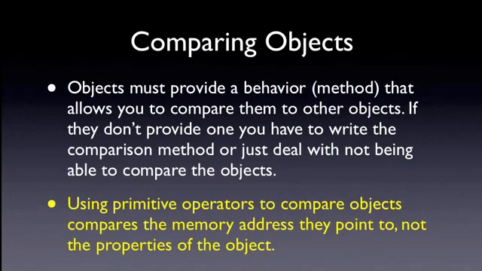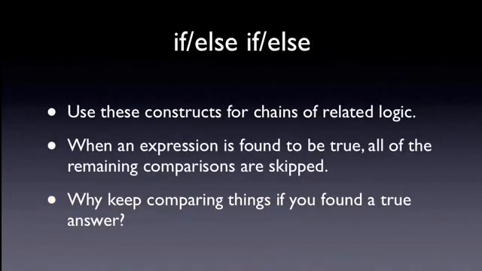If you use primitive operators to compare objects, what you're really comparing are the memory addresses that they point to. Remember that object variables don't contain the object, they just contain a memory address where you can find the object. Sometimes we actually want to do that. We want to see if two variables are pointing to the same object, but more likely than not in this class, at this point in time, you do not want to use primitive operators to compare objects. You always want to use their built-in comparative method.